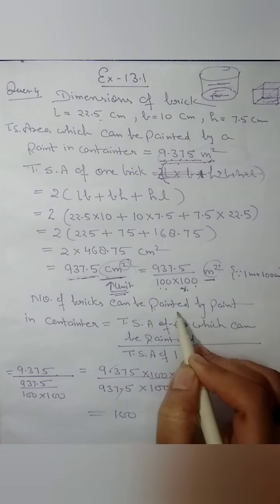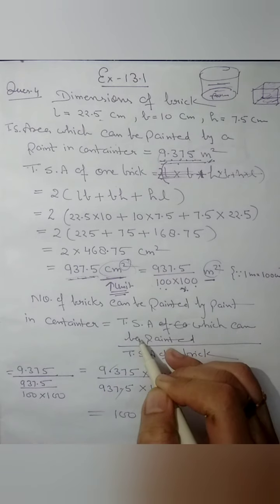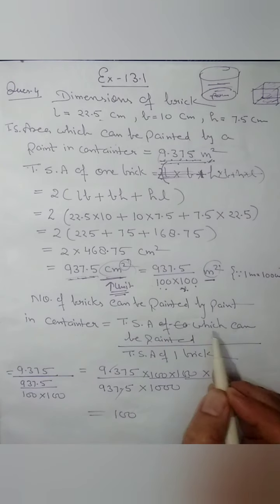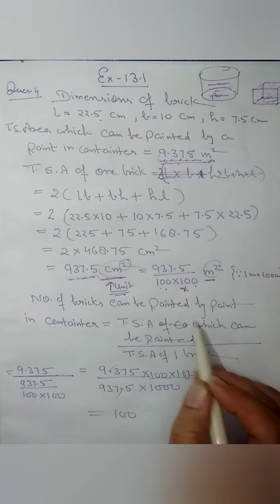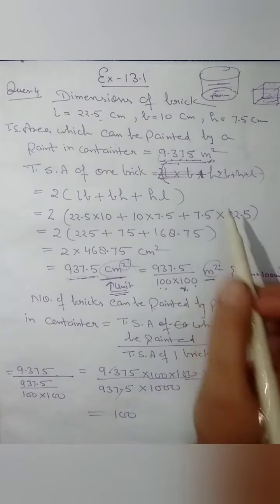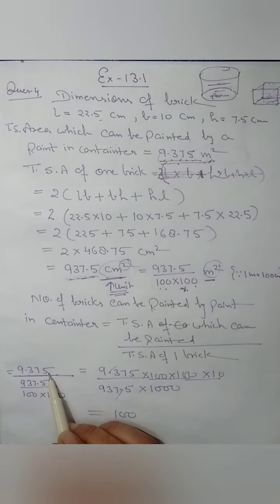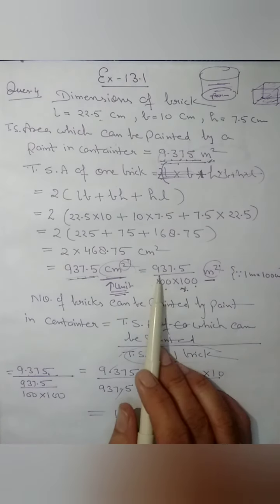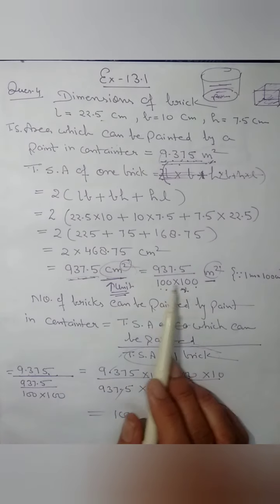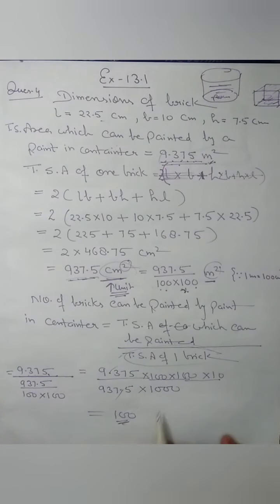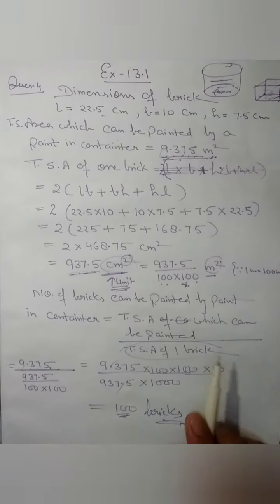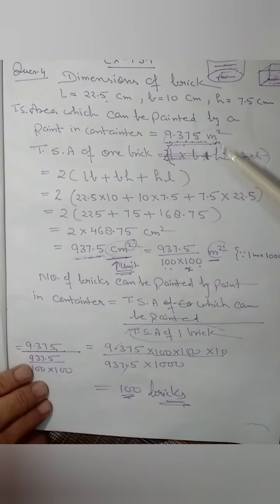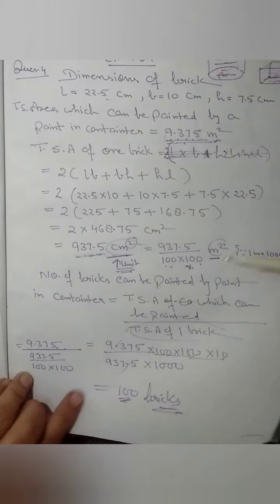Number of bricks that can be painted by paint in the container: we get it by dividing total surface area which can be painted by this paint, that is 9.375, by total surface area of one brick, that we have calculated, 937.5 upon 10,000. If we calculate, we get 100 bricks. So this way we can find number of bricks. Important thing, always be careful that unit should be same.